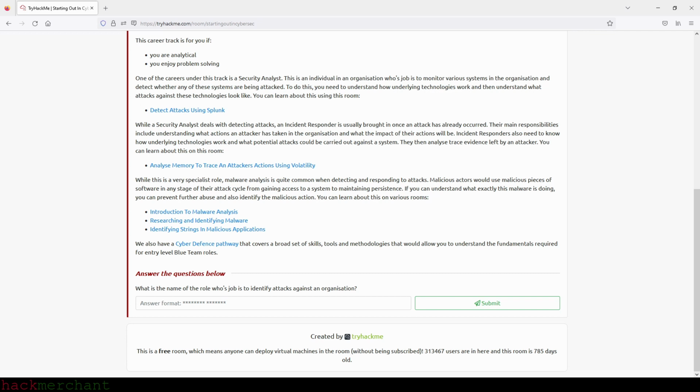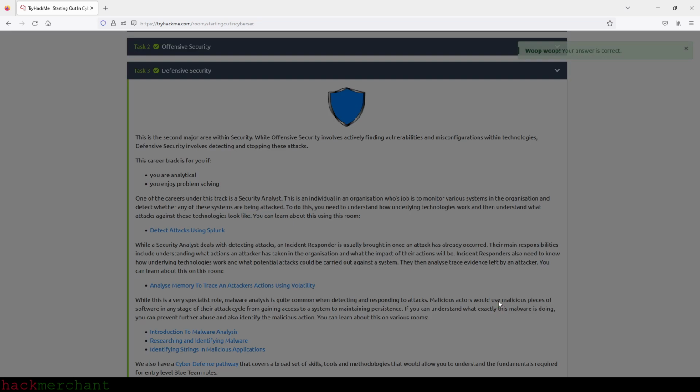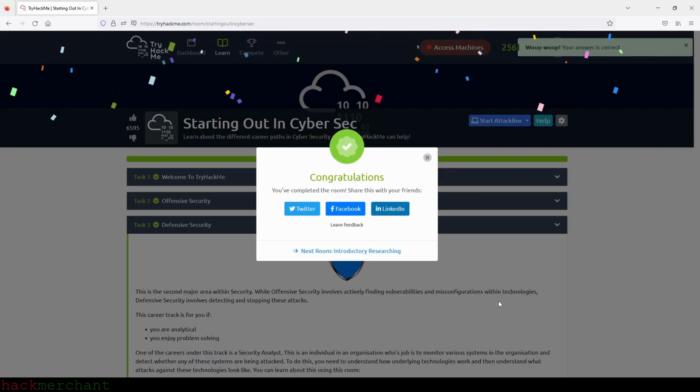Okay, so let's answer the question. So what is the name of the role whose job is to identify attacks against an organization? And that will be security analyst. Okay, so let's type that in. Security analyst. Like this, and we click on submit, and we are done with this room.